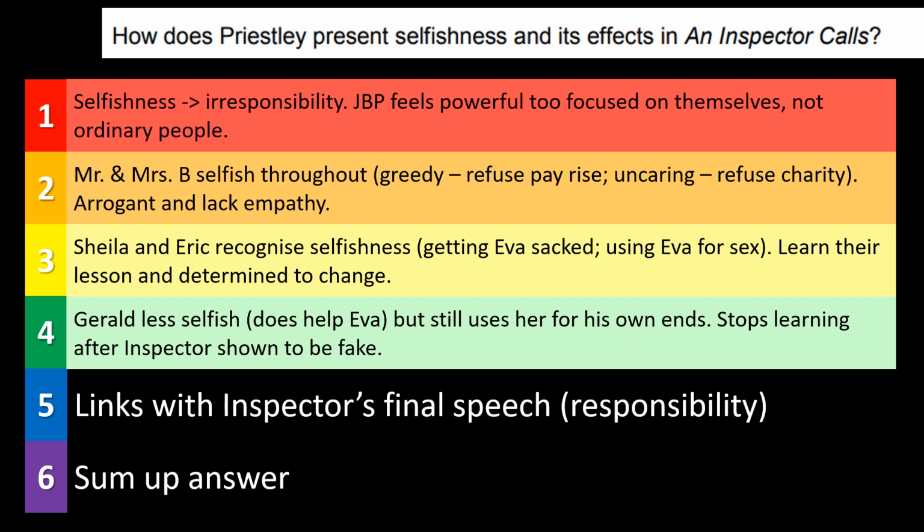Gerald, who was kind to Eva still, in the end used her to satisfy his own desires, which he genuinely seems to regret. But once he's worked out that the inspector is a hoax, he backpedals and appears to return to his selfish ways.